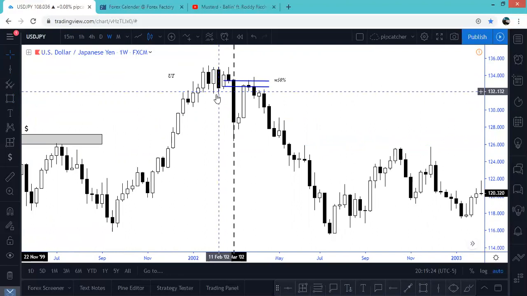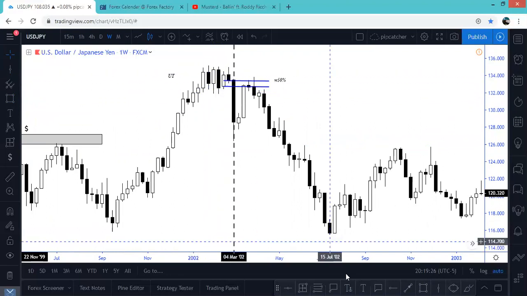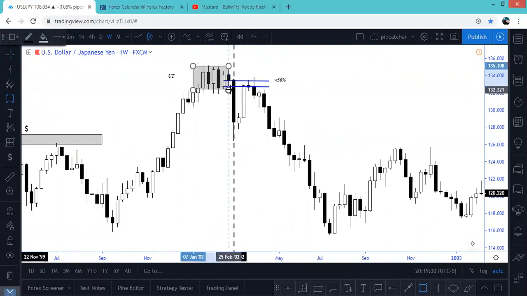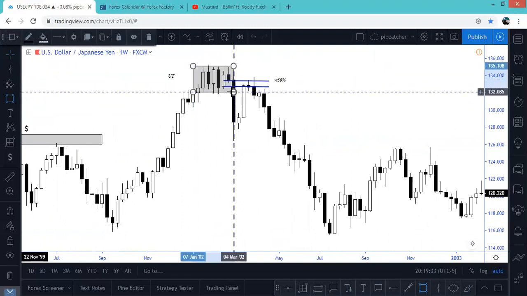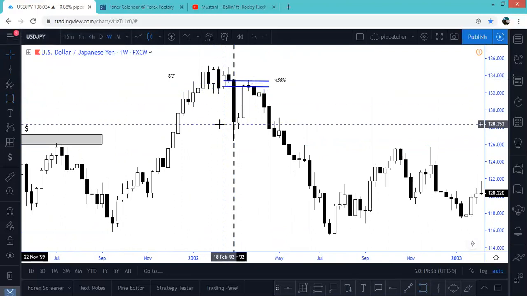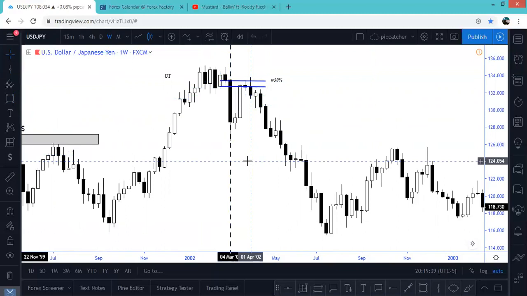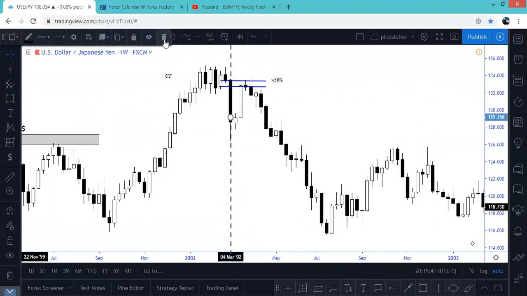Which engulfed 1, 2, 3, 4, 5, basically, you know, 6 weeks of a range, you could say. Six weeks of a range right here, you could say. Right? So that's like a dead giveaway.